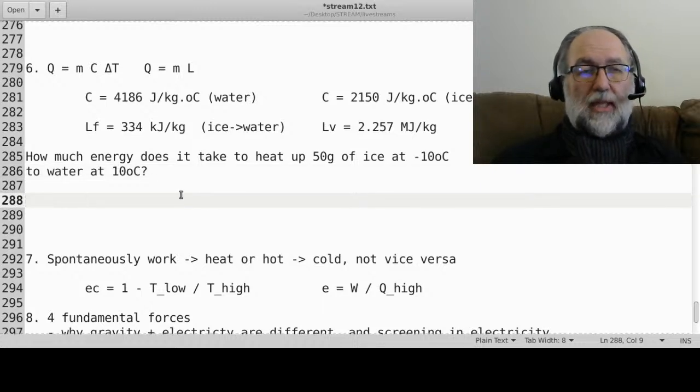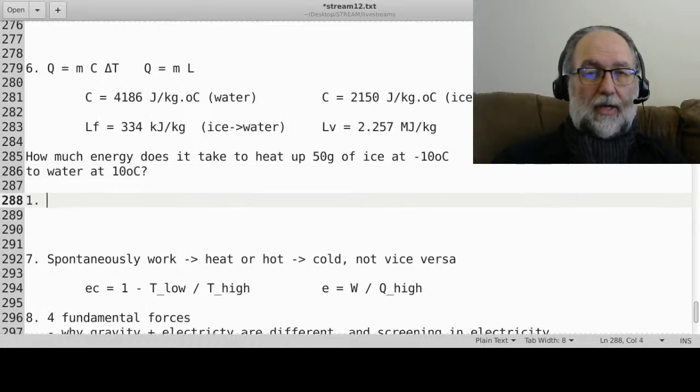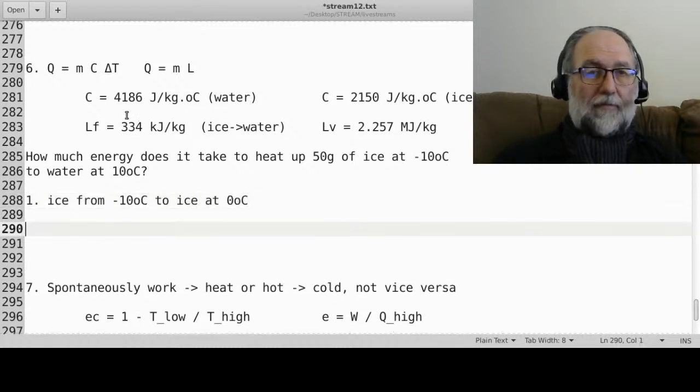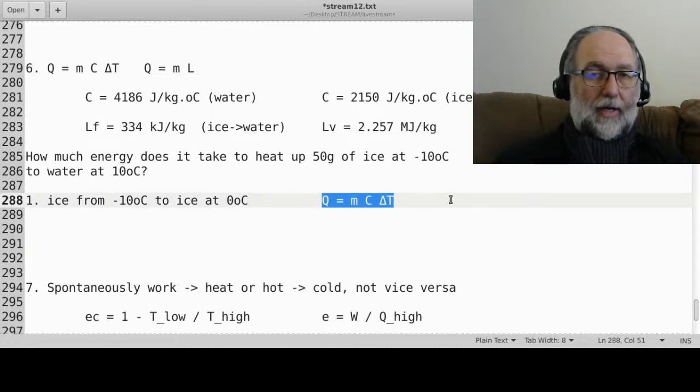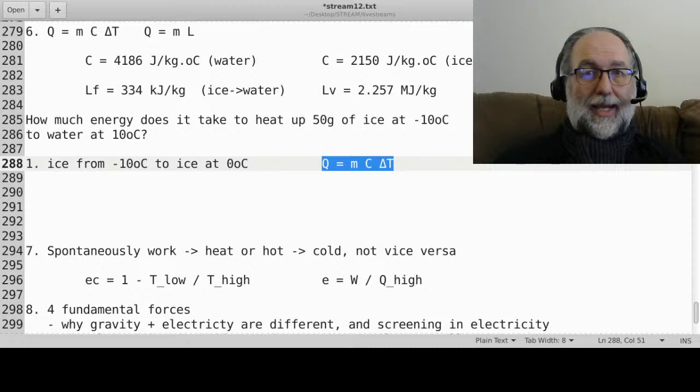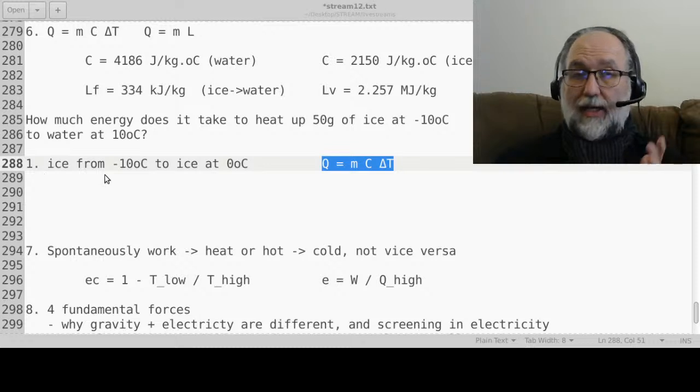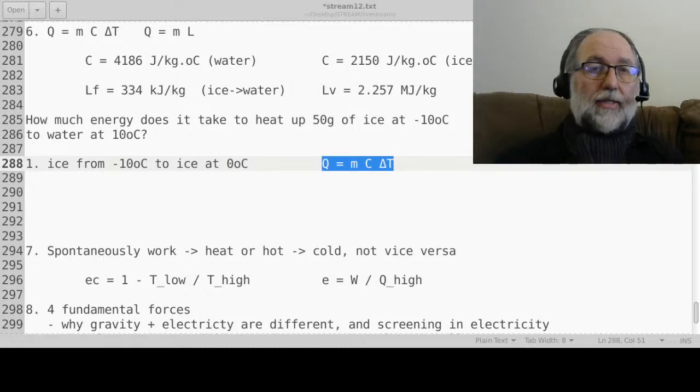There are actually 3 steps here. The first step is ice from negative 10 degrees Celsius to ice at 0 degrees Celsius. For that one, you're going to use this formula right here, because that is basically just adding energy and the temperature goes up. You're still ice, you don't have a phase transition. So you go from ice at negative 10 to ice at 0.